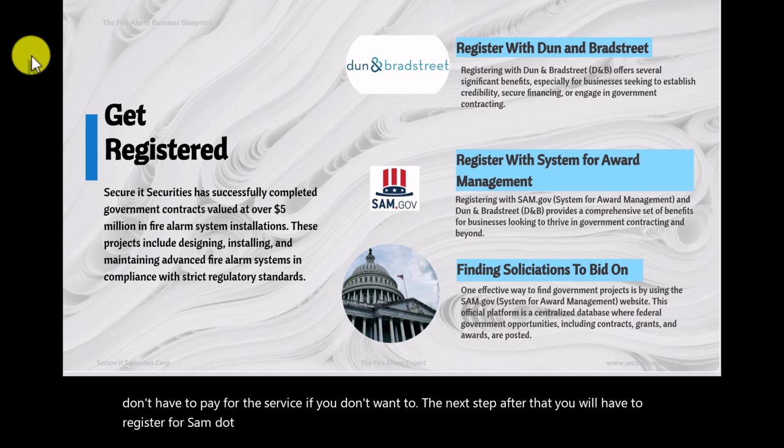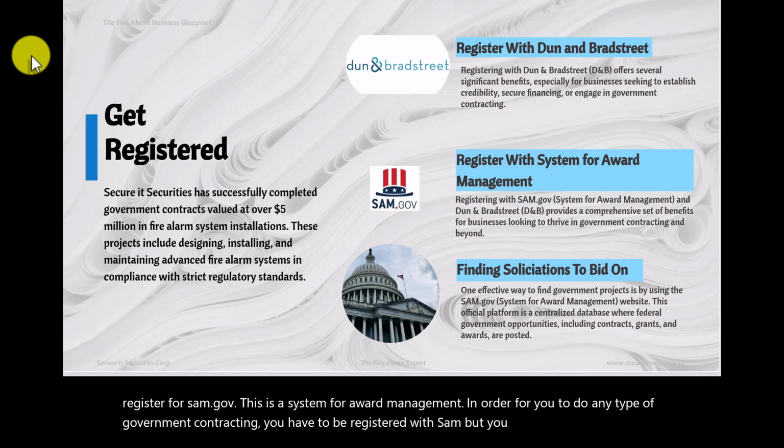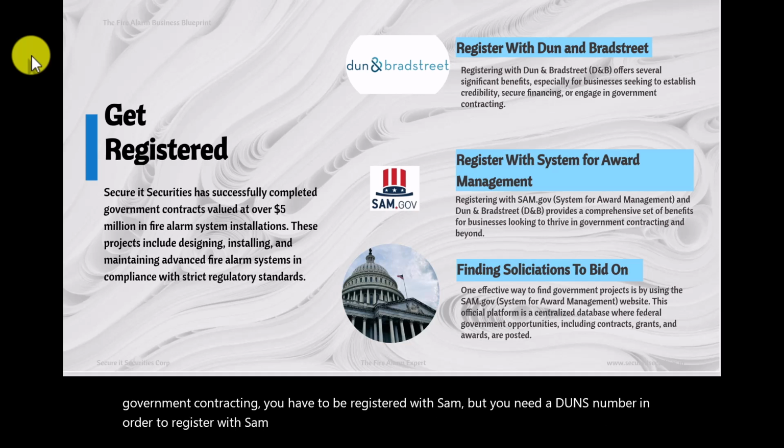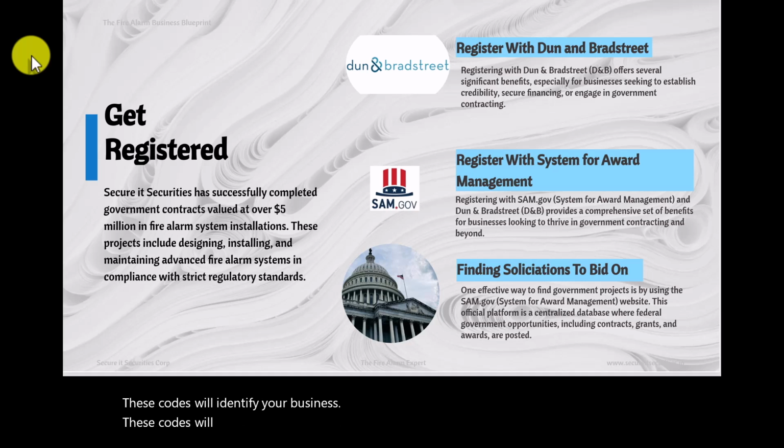This is the System for Award Management. In order for you to do any type of government contracting, you have to be registered with SAM, but you need a DUNS number in order to register with SAM. When you register with SAM, you get a unique entity ID and a CAGE code. These codes will identify your business to government agencies. Once you're registered, you start looking for bids that you can bid on.